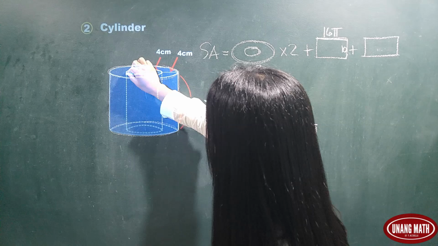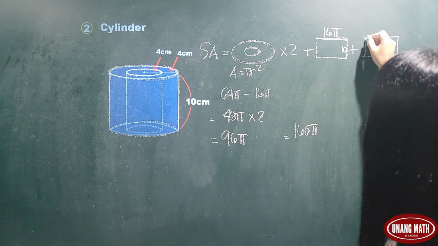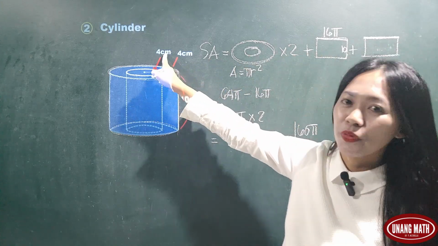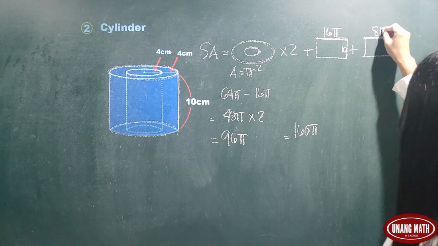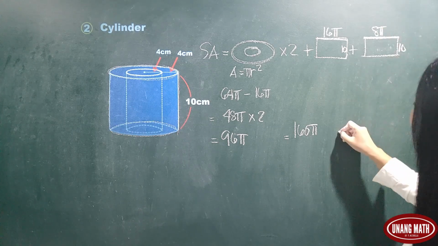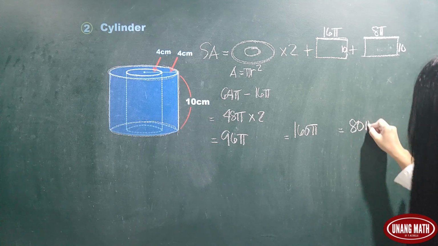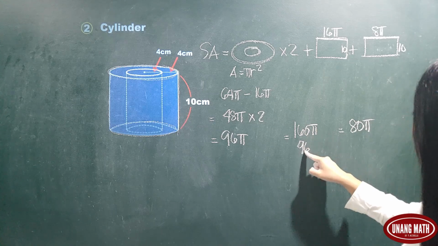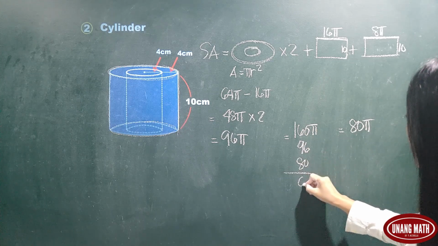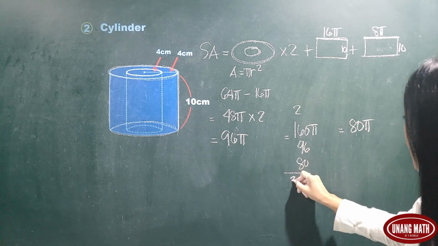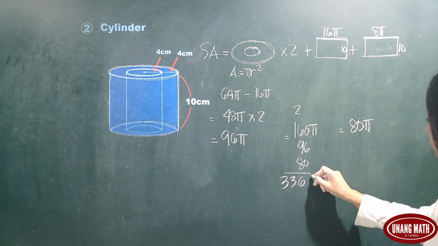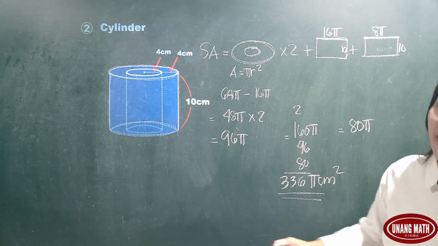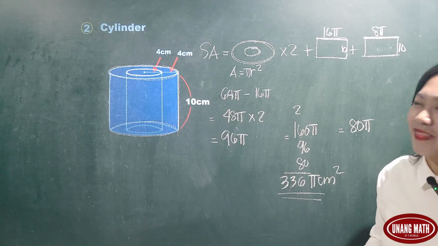Okay, now, what about the inside lateral face? So what is this circumference? That is equal to the length of this rectangle. Since the radius is 4, 2 times 4, it's 8. So this is 8 pi, and this is 10. So 8 pi times 10, then this is equal to 80 pi. Okay, add 96 plus 160 plus 80. So 336. 336 pi square centimeters. That is the surface area of this cylinder with the hole.